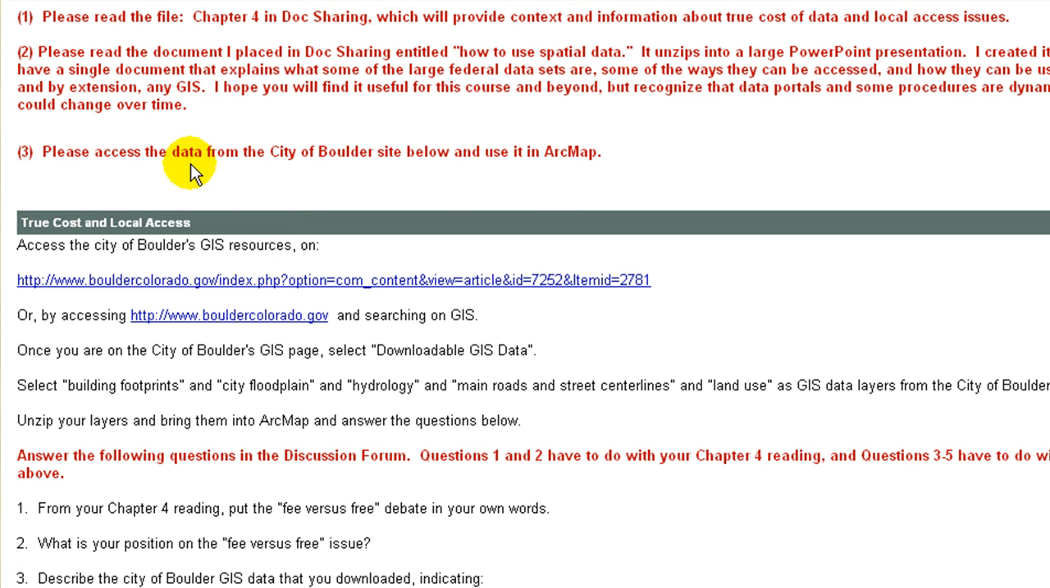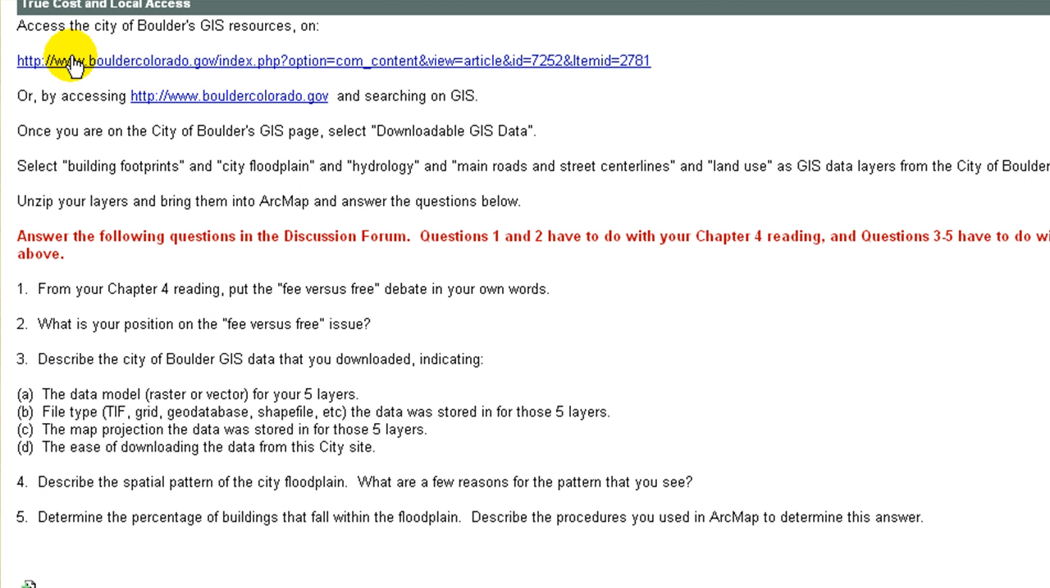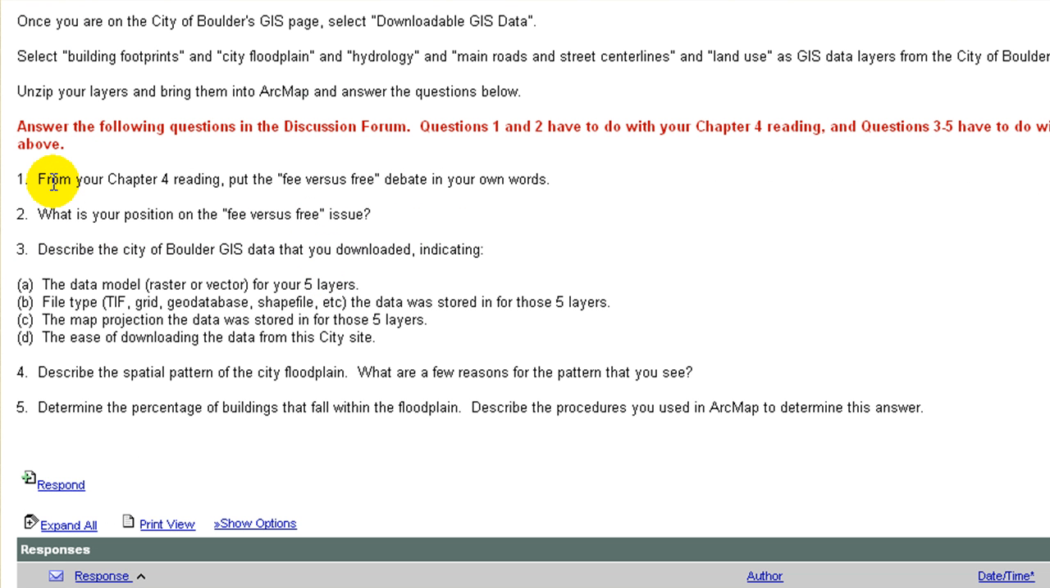Number 3, please access the data from the City of Boulder site below and use it in ArcMap. So they access the city's GIS site, and then once they are there, they select downloadable GIS data. They select building footprints, city floodplain and hydrology, main roads and street center lines, and land use as GIS layers from the City of Boulder. Unzip those layers and bring them into ArcMap and answer the questions below.